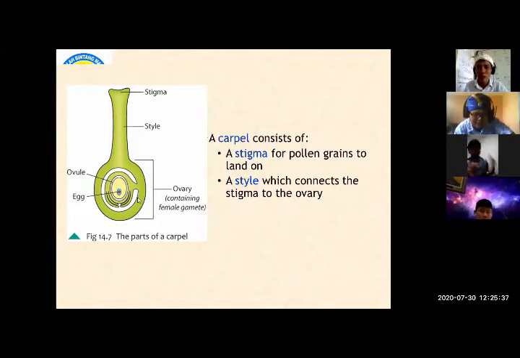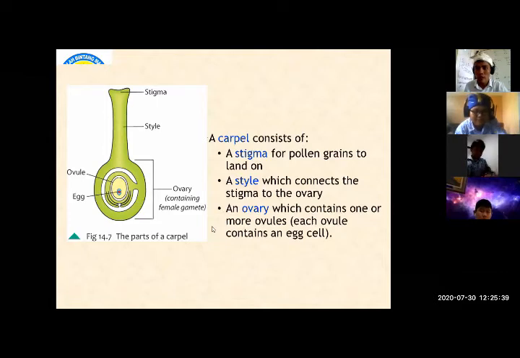What is an ovary? Ovary, which contains one or more ovules. So in ovary, you will find an egg. Okay, so this egg will meet the pollen grains and will become a seed. Okay, that's very easy. I think you get it, everybody.